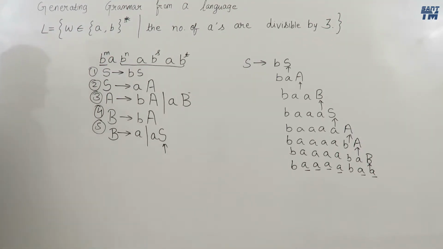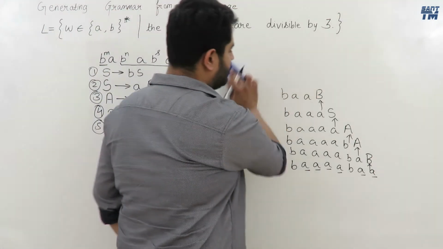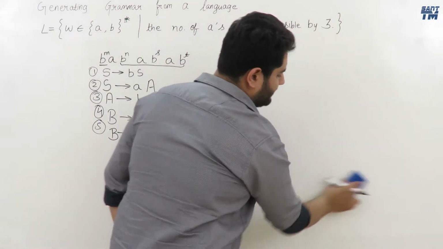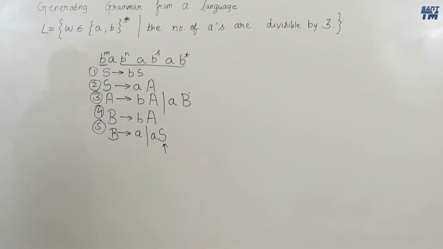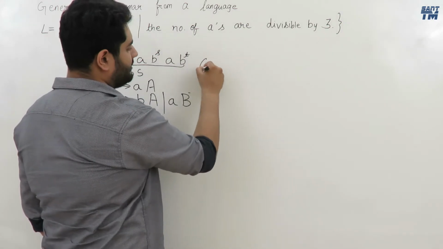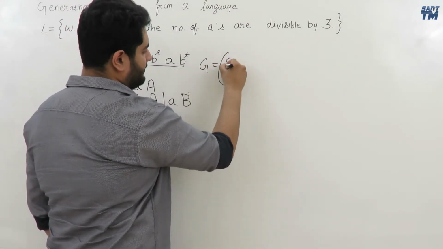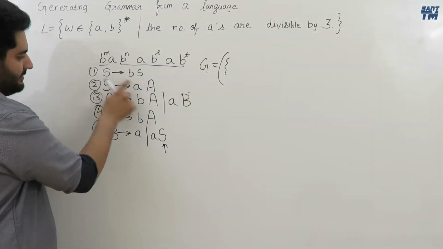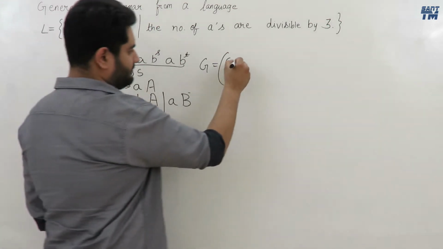So these production rules satisfy the language which is containing the strings a and b closure such that number of a's are divisible by 3. Now as we have proved that our production rules are correct, then let's write them in the form of a grammar. Grammar is a 4-tuple NTSP where N is non-terminal, T are terminal, S is start symbol and P are the production rules. So G is first non-terminals S, A and B.